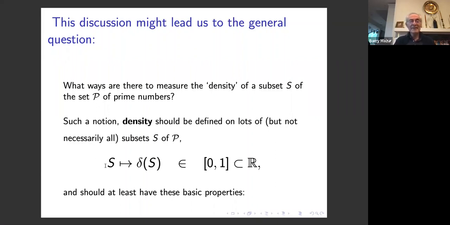So to every subset of primes, there'll be its density, I'll call it delta of S, and it's the density within the context of all primes. So it's a number between 0 and 1, a real number between 0 and 1, and it should have at least these basic properties.